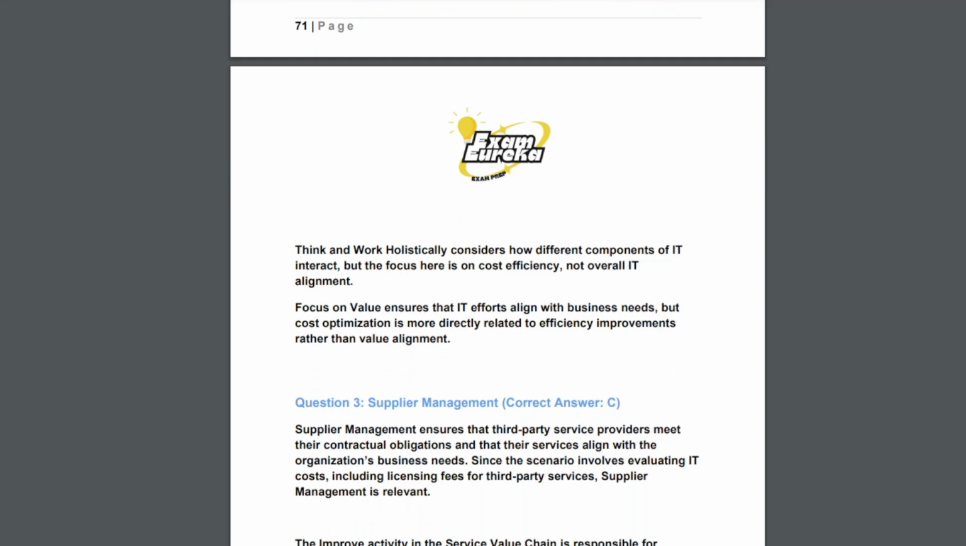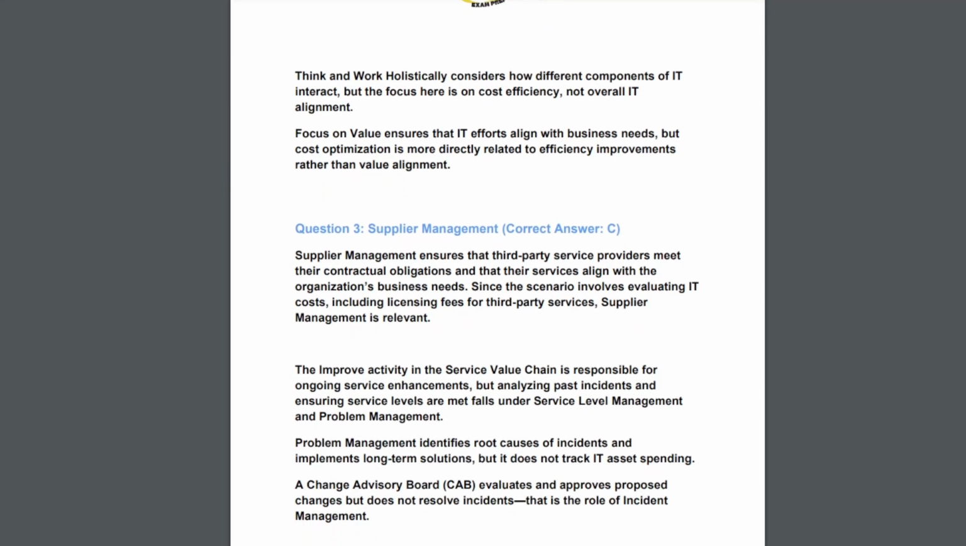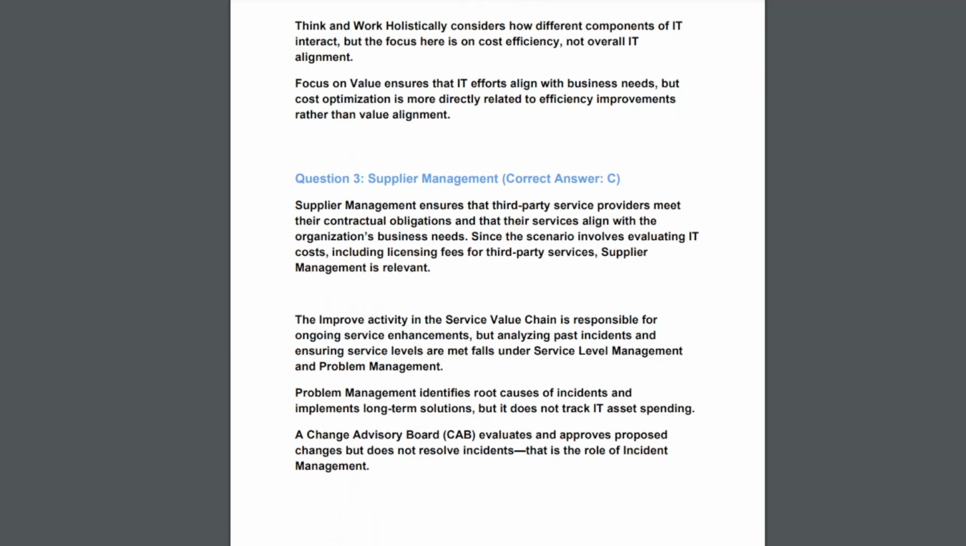Finally, about question 3, this was the question where you had to pick the correct statement. And that correct statement was that supplier management ensures that third-party services meet their contractual obligations and that their services align with the organization's business needs. Since the scenario involves evaluating IT costs, including licensing fees for third-party services, supplier management is relevant.